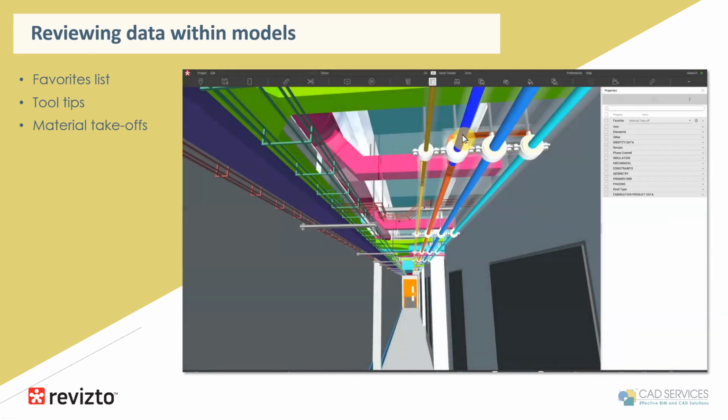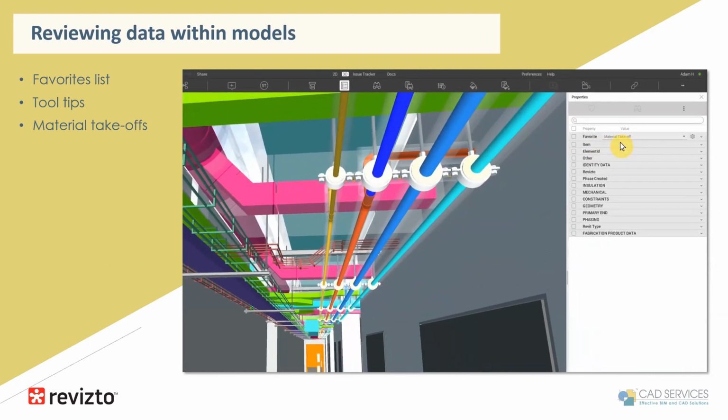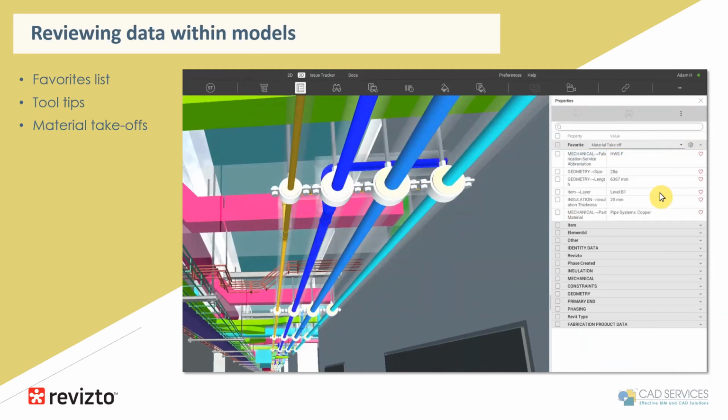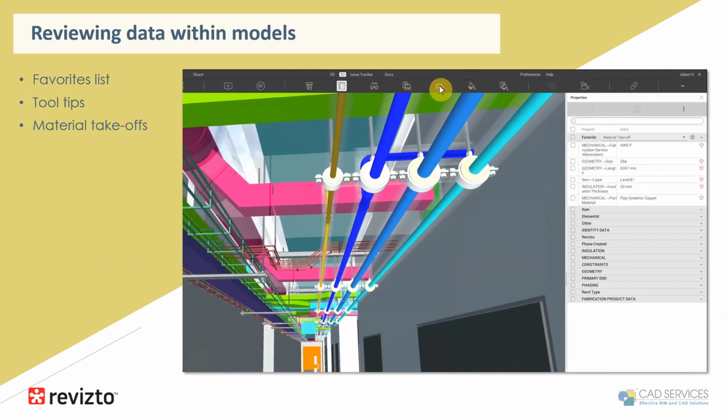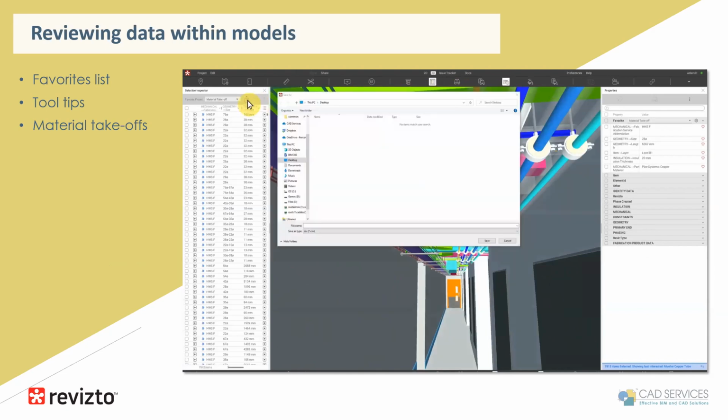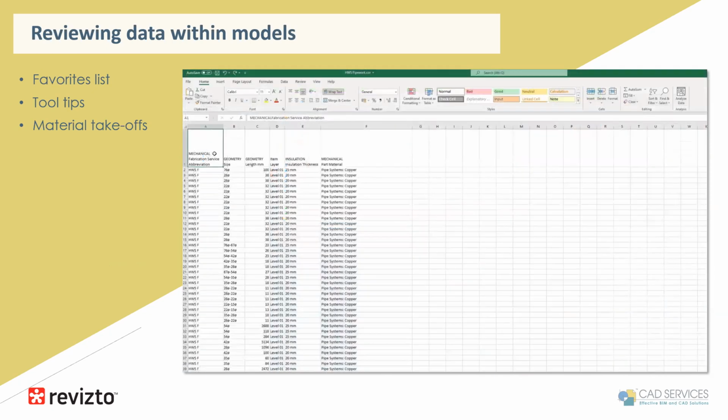We offer our clients material takeoffs. This can be broken down into service types and floors. For example, how much hot water pipe work is there in the basement, along with the lengths and sizes. The first thing we do is find out what information is needed from the client. We then set up a favorites list with those properties so that at any time, either ourselves or our client can directly export the relevant information to a CSV to be reviewed in spreadsheet software such as Excel.